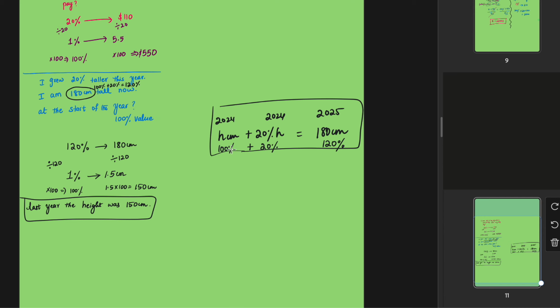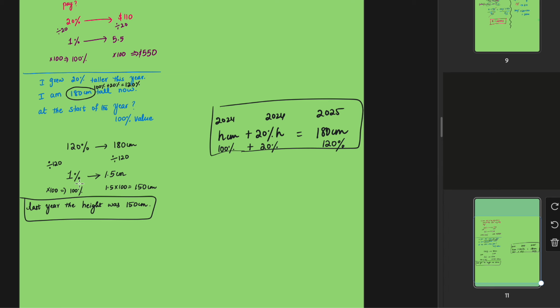So I have done something like this here. Let's say in 2024, the height was treated as 100%. So the person grew 20% taller. That means in 2025, when you're measuring the height, you have to treat it as 100 plus 20, which is 120%. So I am 180 centimeters tall now. That 180 is referring to 120%.